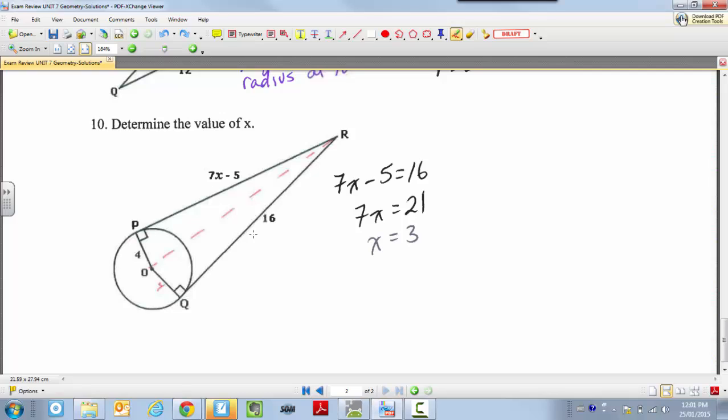But really that's kind of redundant. If I'm using the same numbers on two triangles, the two triangles are the same. That means that this value here must be the same as this value here. And of course, then we're just solving at that point.